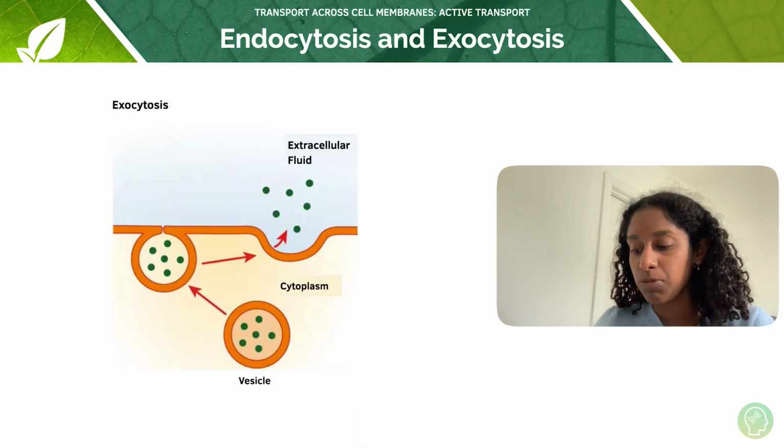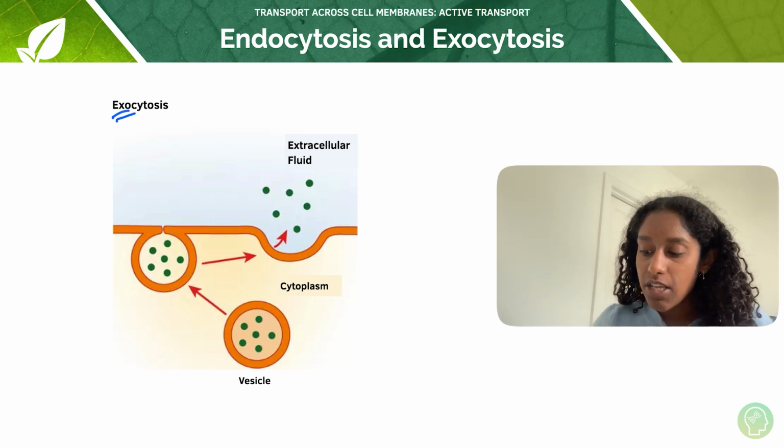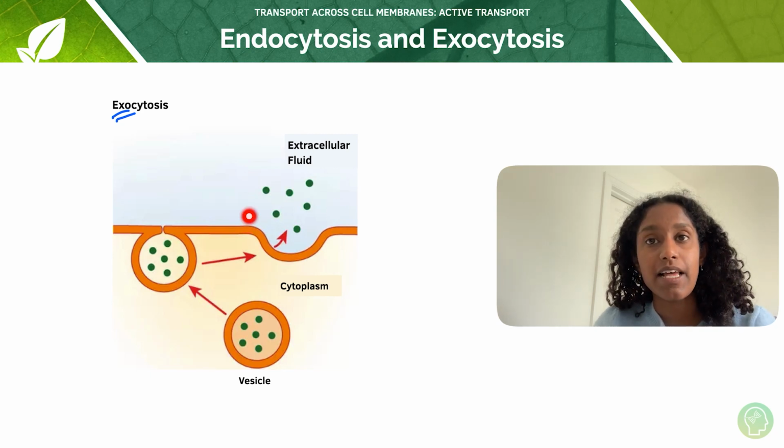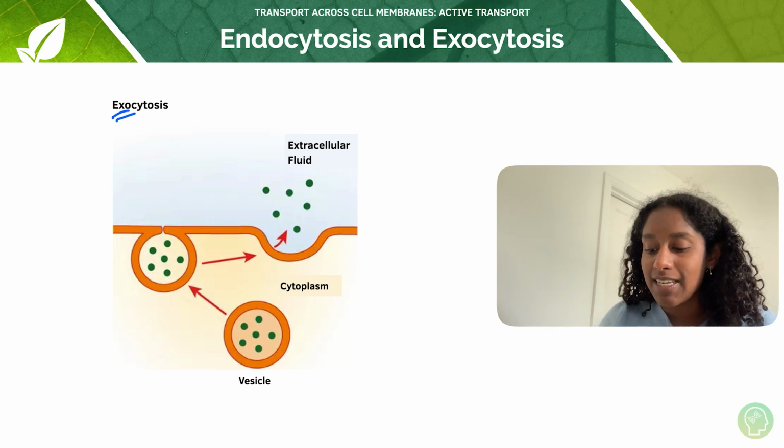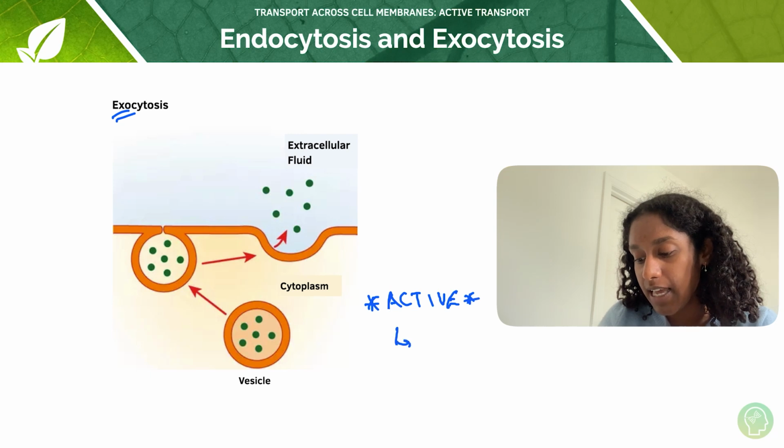So let's look at that in a little bit more detail. So exocytosis, remember exo for out of. So this is when a vesicle containing molecules of substances, which you can see in here, fuses with the inside of our plasma membrane, and that causes those molecules to be secreted from the cell. So vesicle moves to the plasma membrane, fuses with that plasma membrane, and releases those larger molecules to the outside of the cell. Remember, it's an active process. And what does that mean? All that means is it requires energy.